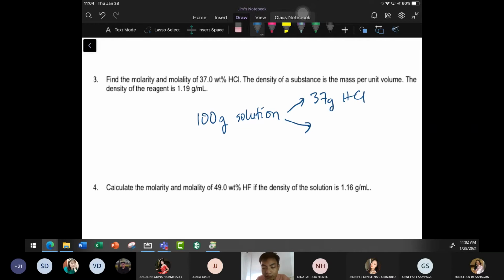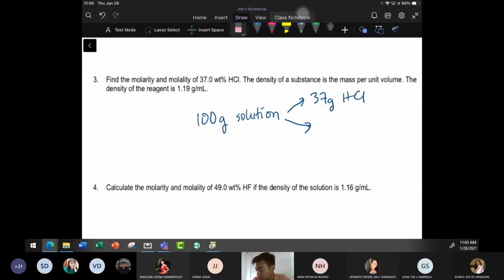Sir, pwede po bang 1,000 grams? Okay lang. However, mas madali na yung 100. Bakit? Kasi ang gagawin nyo na lang, tanggalin nyo yung percent weight, palitan nyo siya ng grams. Okay? So again, ano yung tip ko sa inyo? Whenever you see percent weight, ano gagawin? You assume that the mass of the solution is 100 grams.